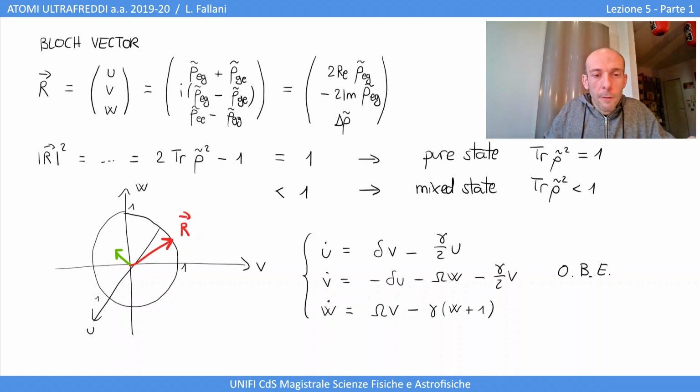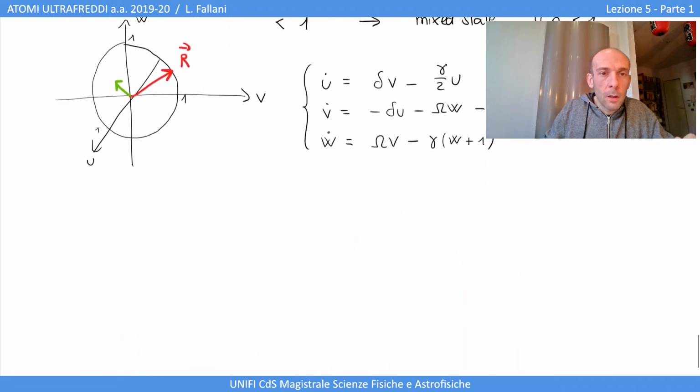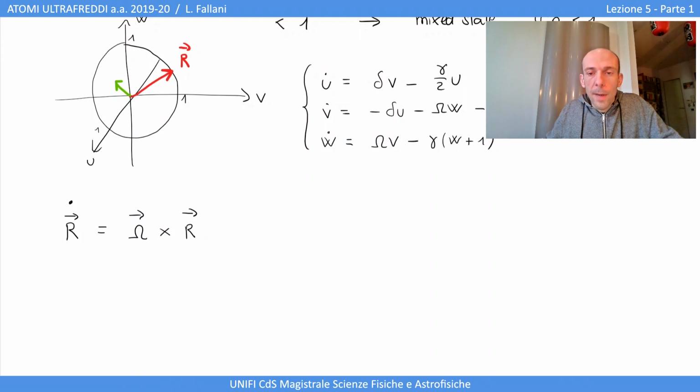Because of the following. If we neglect for a moment the gamma terms, it is easy to show that the time derivative of the r vector can be written as the cross product of a vector omega times the r vector itself, where the omega vector, also called the Rabi vector, is defined in this way as omega 0 minus delta.